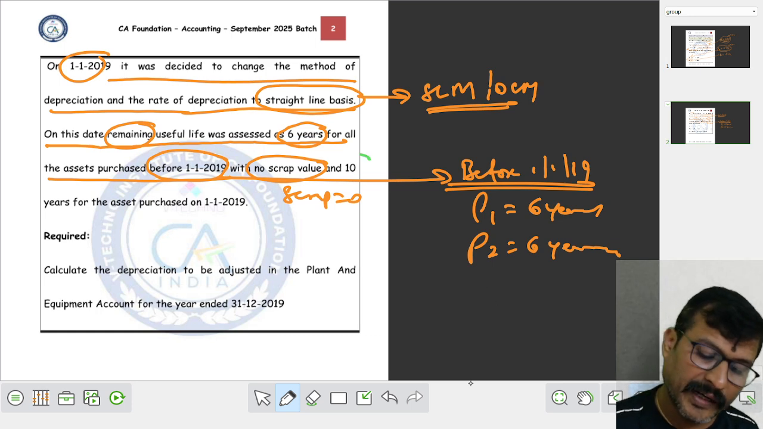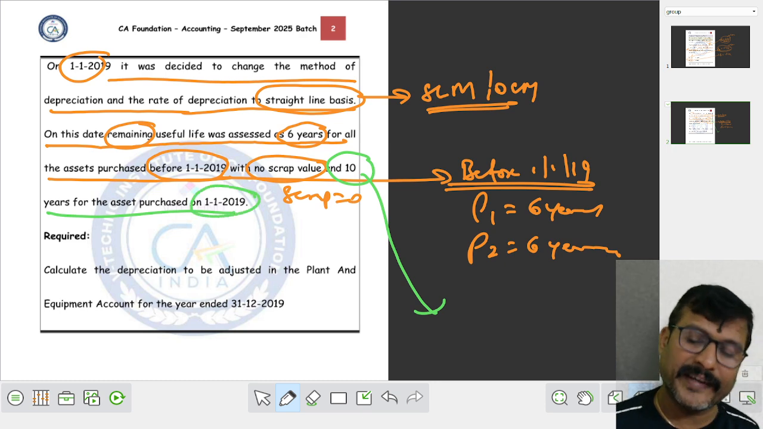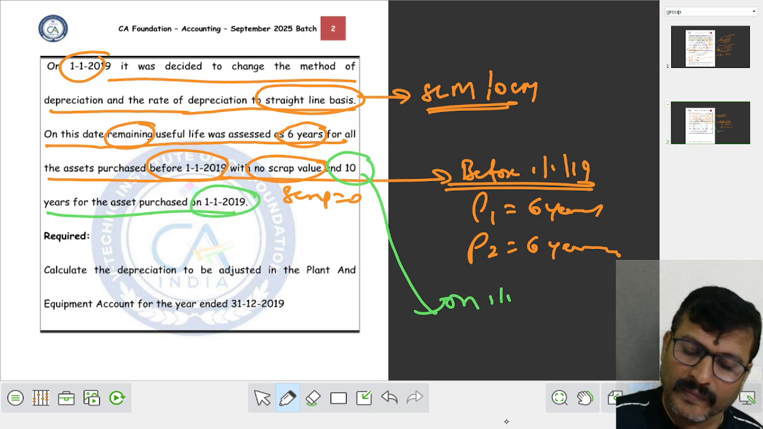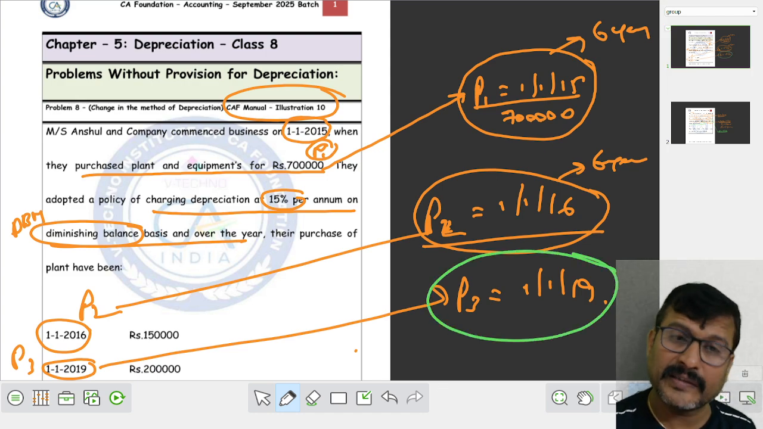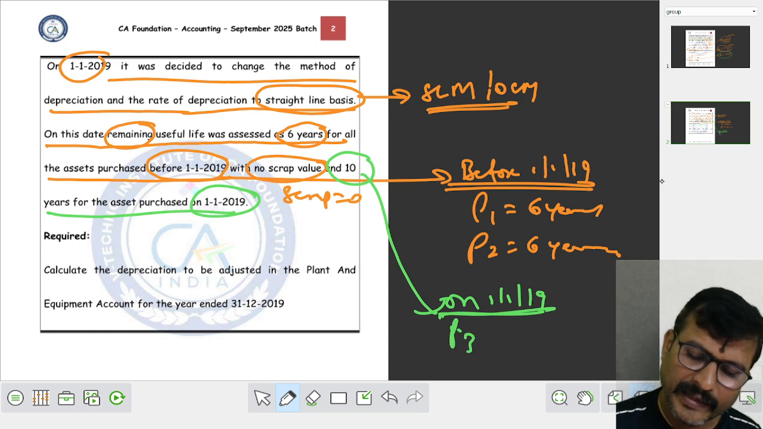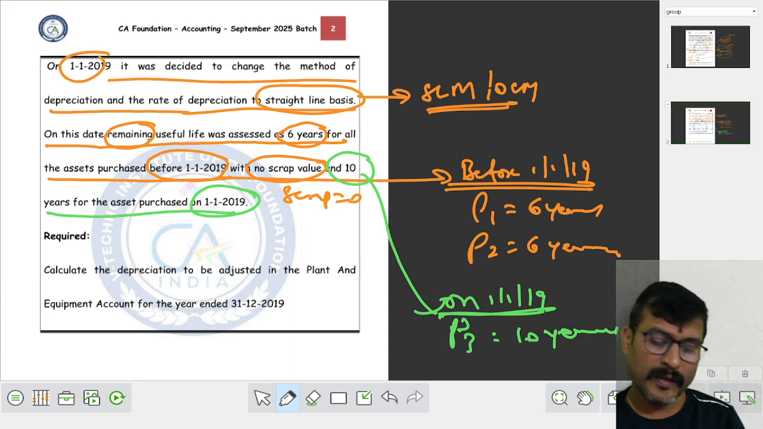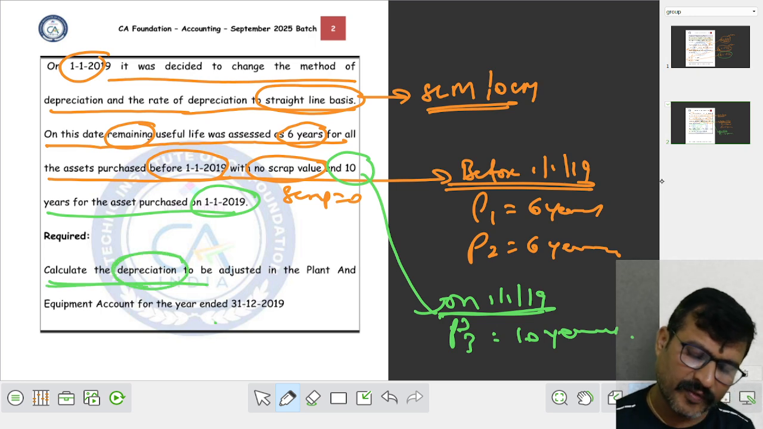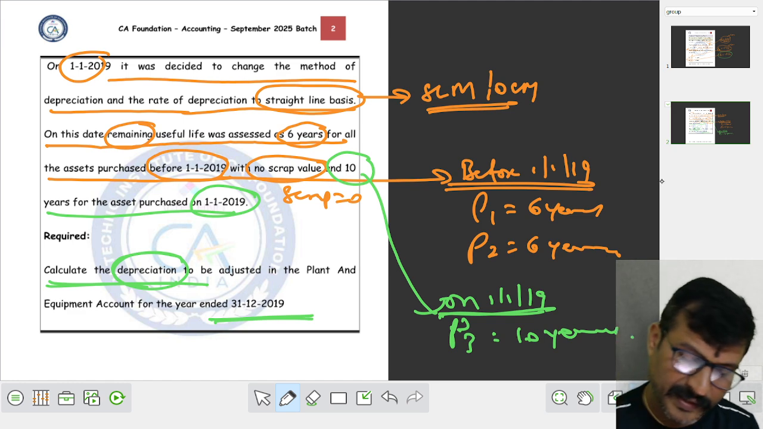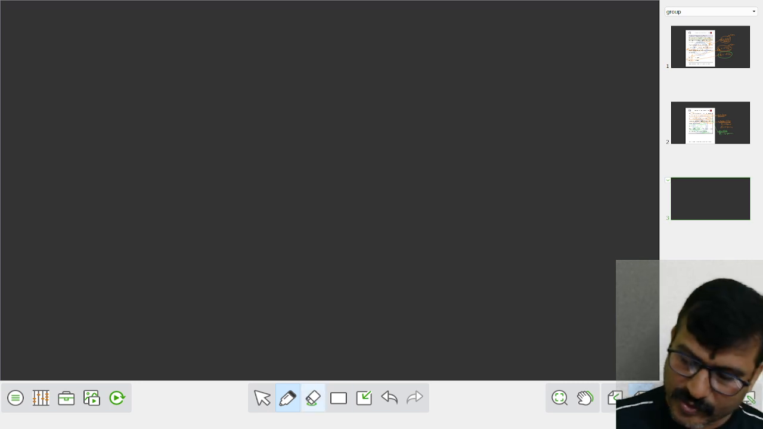And what did they give afterwards? 10 years for the asset purchased on January 19. So on January 19, which plant is purchased? On January 19, the third plant is purchased. So the life of the third plant is how many years? 10 years. What you have to calculate? Required to calculate the depreciation to be adjusted for December 19. So we can say that accounts are closed on December 19. Shall we move on? So now my dear students, what can we write here?